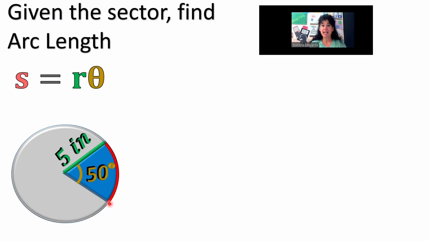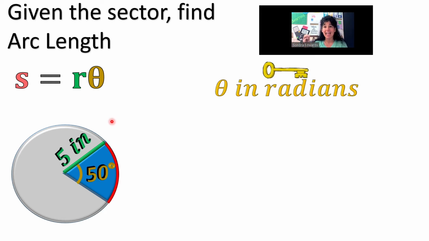In this first example, we just want to find the arc length of this sector. So we want to find the length of that red curve right there. Of course, we're going to grab the formula for arc length, S equals R theta. When we go to substitute in the radius and the theta, remember the key is the angle measure you substitute in must be in radians.